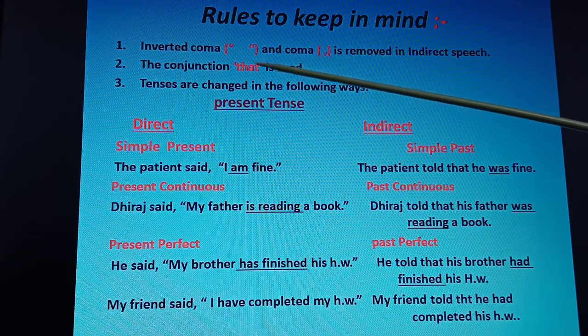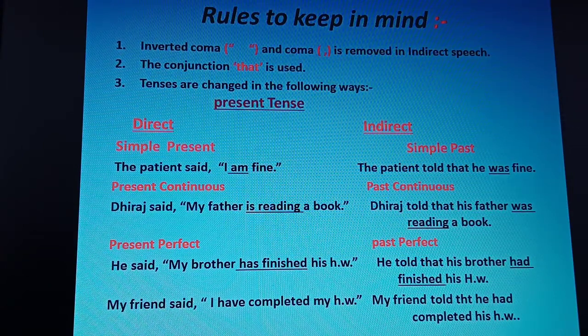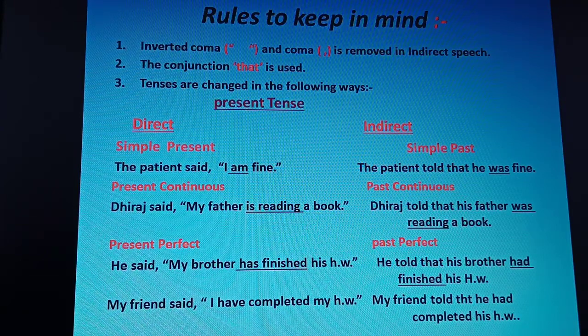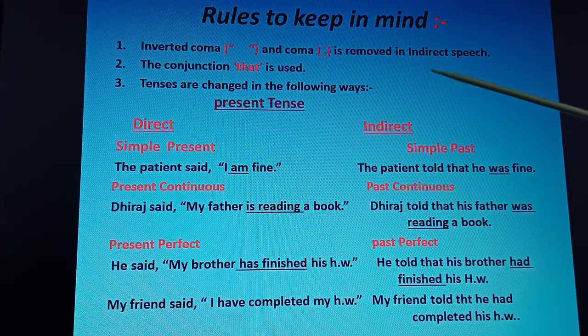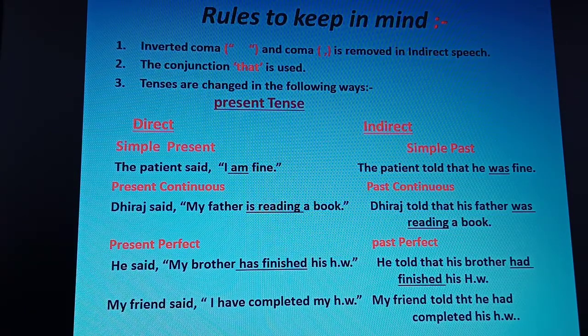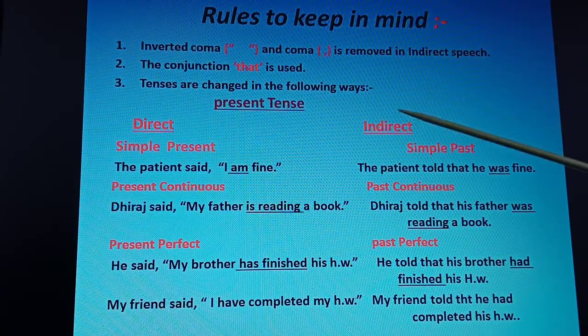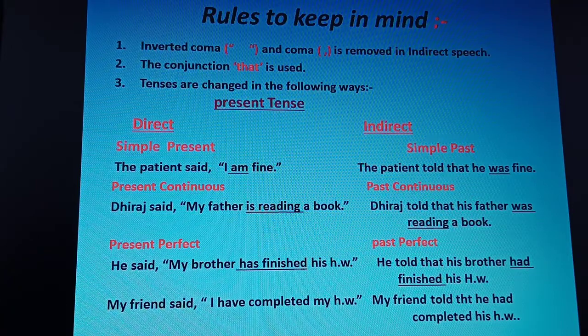Second rule, the conjunction "that" is used. Even this "that" is not used in all types of sentences. For example, in an interrogative sentence, you don't have to put "that". Clear? So, the conjunction "that" is used in affirmative sentences and in exclamatory sentences, but not in all sentences. Third rule is tenses are changed in the following ways.